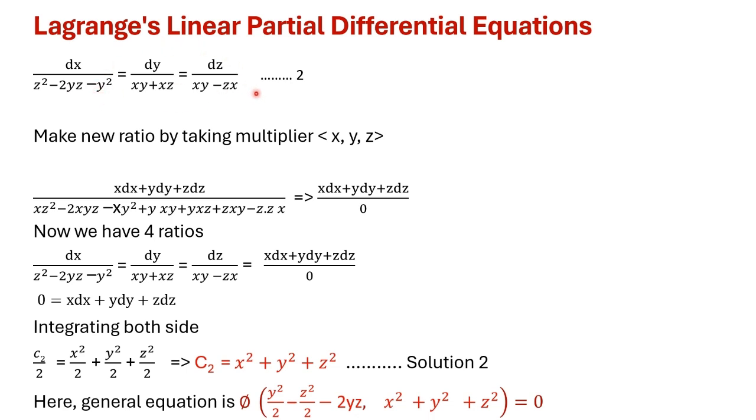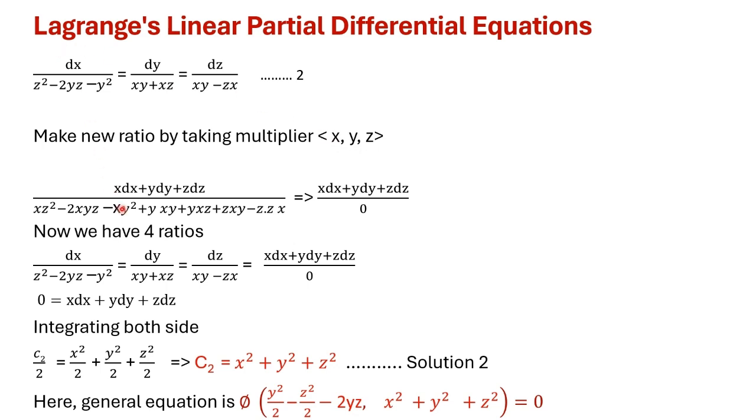So we have to take another pair to integrate. But here none of the other pairs is integrable. So we have to make a new fraction or new ratio by taking a multiplier. Here we are taking x, y, z as a multiplier. So now we have to form the new ratio.